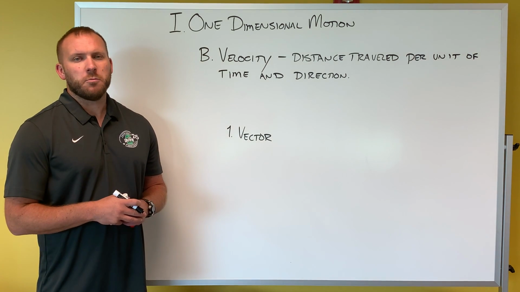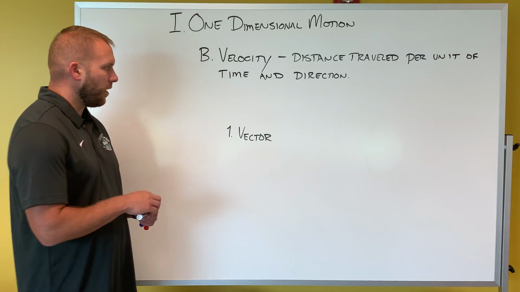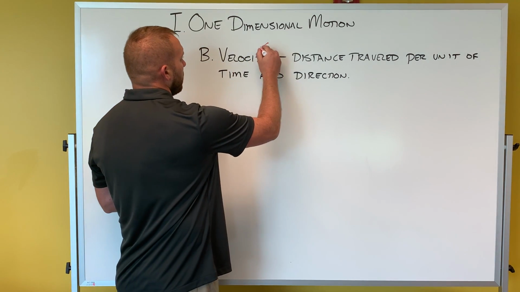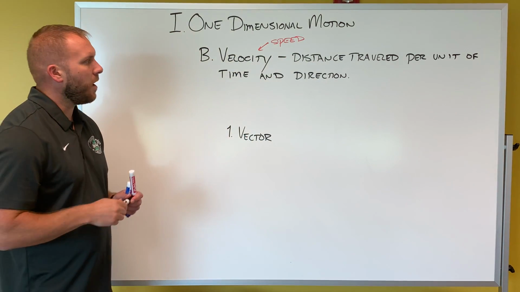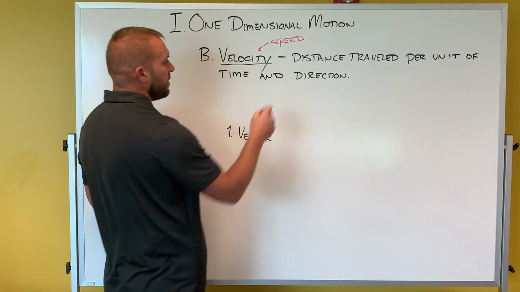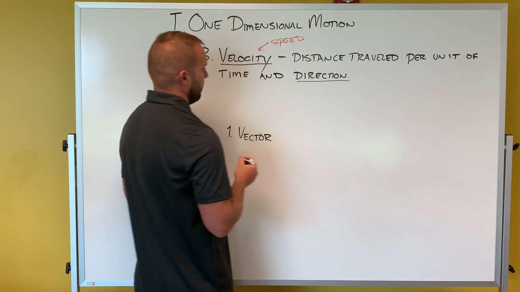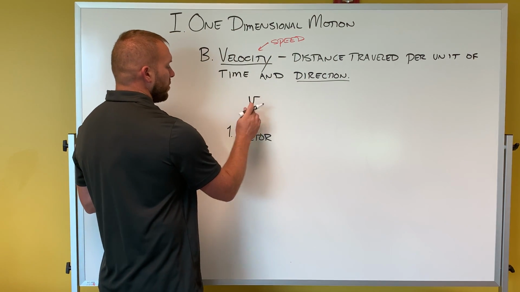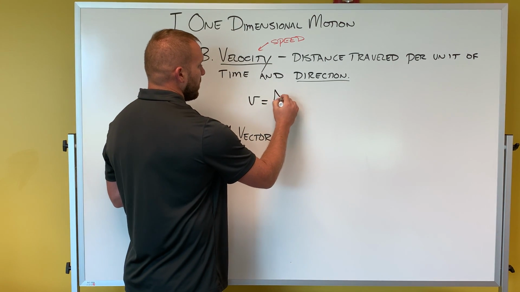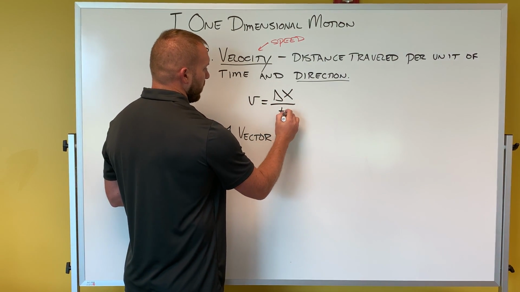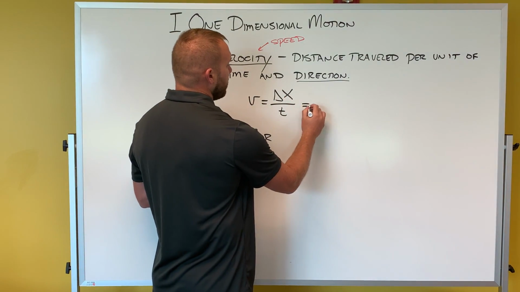So the second topic in one-dimensional motion that we're going to cover is velocity. Velocity often can be referred to as speed as well, even though there is a difference between the two. Velocity is determined as the distance traveled per unit of time, and it also has a direction. Our equation for velocity, where I'm going to use a lowercase v to indicate velocity, is going to be our displacement divided by the time that takes place. Remember, displacement is a change in position.